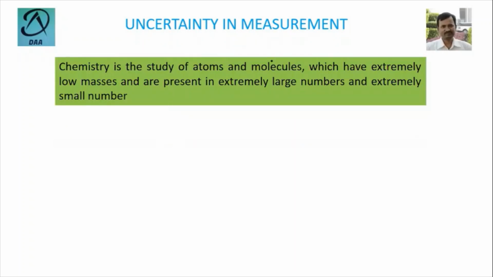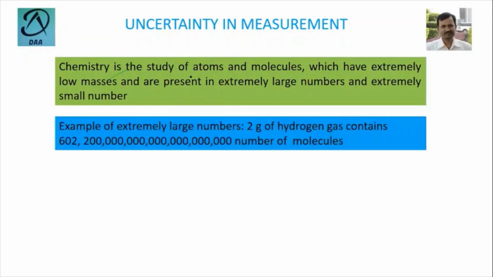Chemistry is the study of atoms and molecules, which have extremely low masses and extremely large numbers of molecules and atoms. An example of an extremely large number is that 2 grams of hydrogen gas contains this many molecules. That means on the right side of this number, if you see, there are 20 zeros. So that many molecules are present in 2 grams of hydrogen.